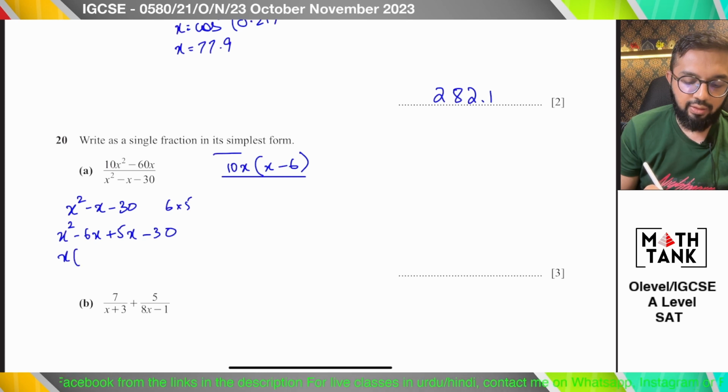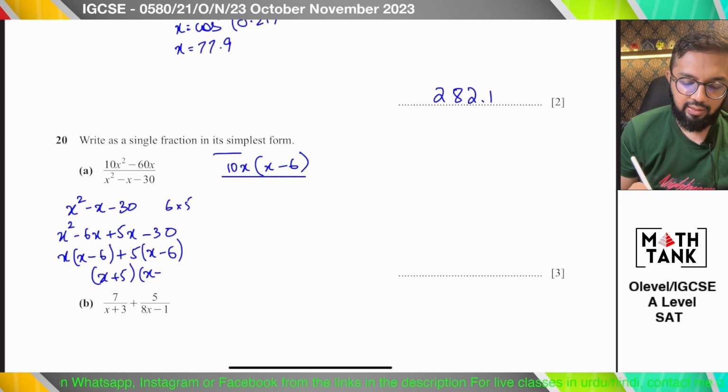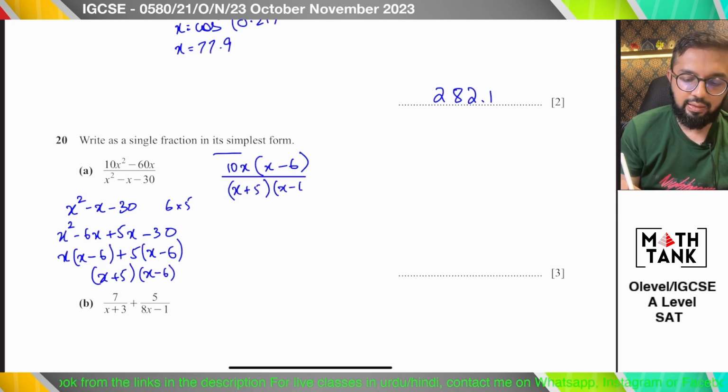So what is common in the first two? x. So x minus 6. What is common in the next two? 5. So 5 times x minus 6. So I get x plus 5 and x minus 6. So I have x plus 5 and x minus 6.